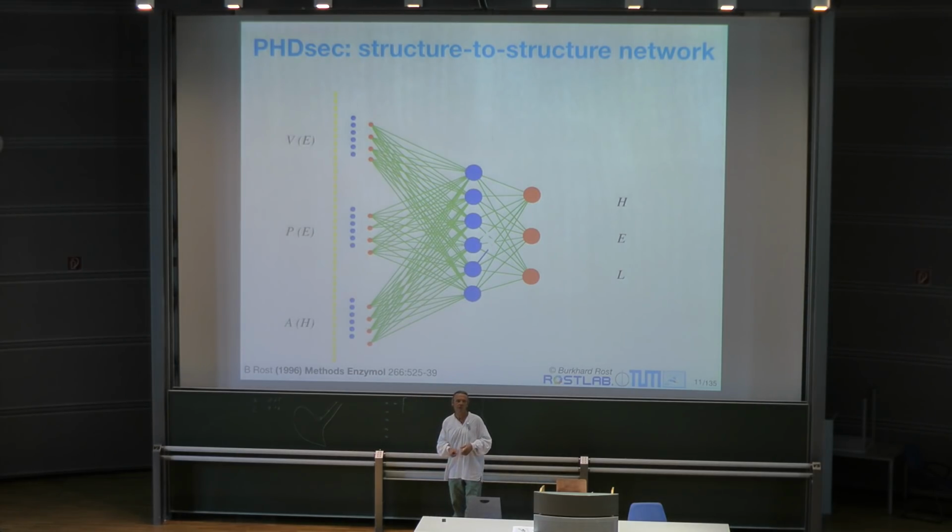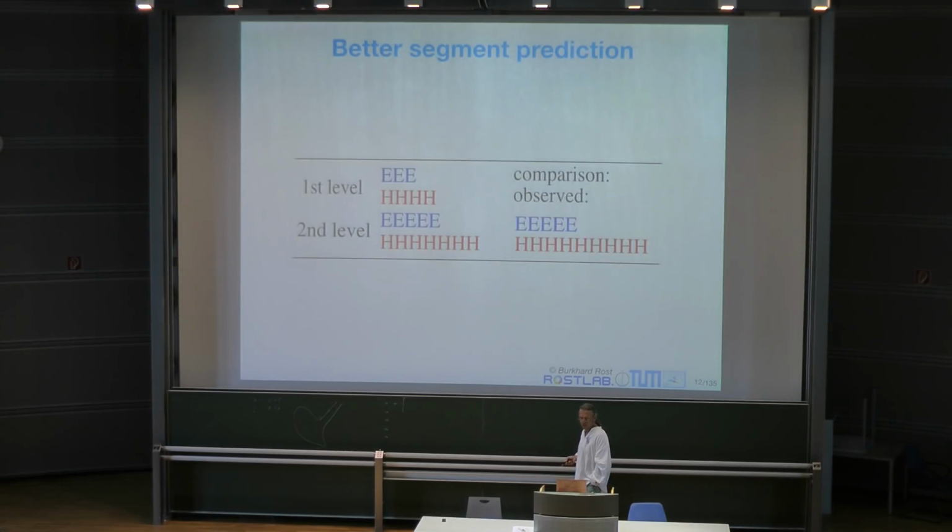Again, I'll get back into something like that later, on a slightly different level. But the idea of the second level is clear. The second level again has the same output. It refines only what the first level does. As you see here, the first level predicts on average beta strands that are 3 E's long and helices that are 4 H's long, while the second level makes them much longer. And for comparison, this looks much more like the observed lengths.